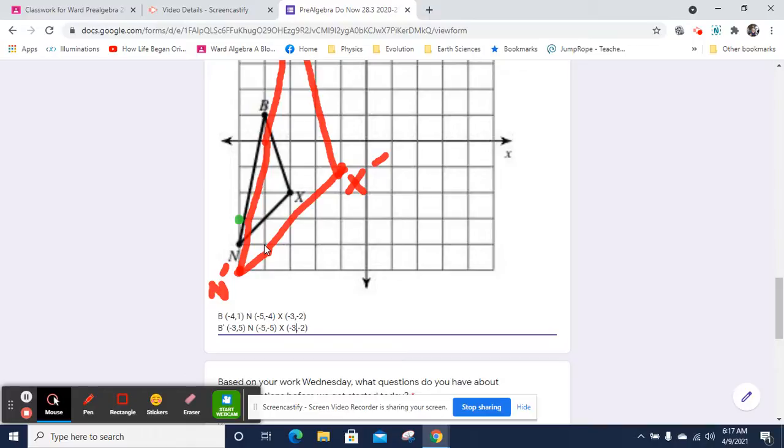X had to go up 1 and over 2. So over 2 brings it to -1, and up 1 brings it to -1. Okay, and those are the points. I hope that was helpful.